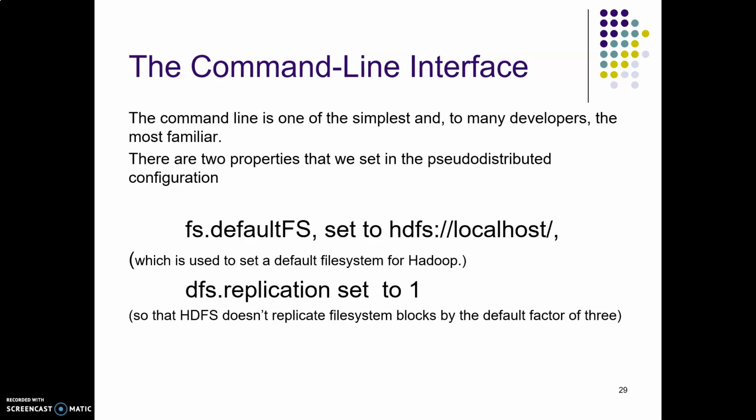So fs.defaultFS is going to set things to the default file system, and it is going to set the default file system to HDFS on localhost. So this is the default file system for Hadoop. Then dfs.replication, that is distributed file system replication, is the setting that controls how many times data is replicated inside the cluster, and by default it is replicated 3 times.